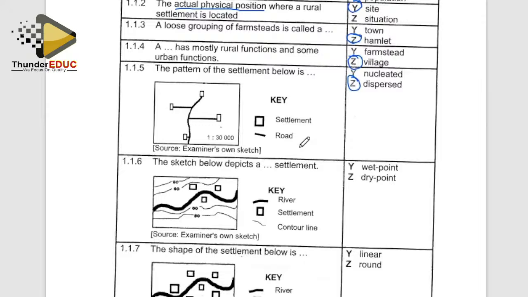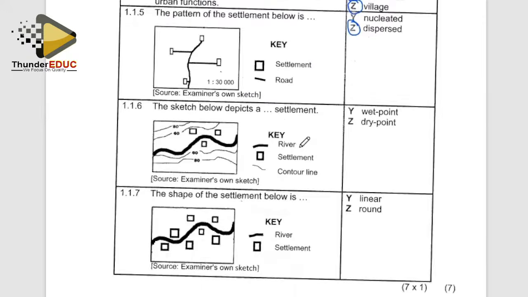Right, number 1.1.6, the sketch below depicts a dash settlement. Is it a wet point or a dry point? Remember, a wet point is located in such a way that we can easily access water. Water is a scarce resource, and we need to locate as close to the water source as possible. Then for a dry point, there's risk of flooding in the area, hence we must settle at the safest place, above the flood line. So here, our settlement is located there and there and there, and the river is just around the area. If we see our contour lines, the first contour line to either side of the settlement is at 60 meters, which means this settlement is located in a low-lying area, just in the river flood plain. Why is the settlement located there? Because water is a scarce resource they need to access. So it's a wet point settlement.